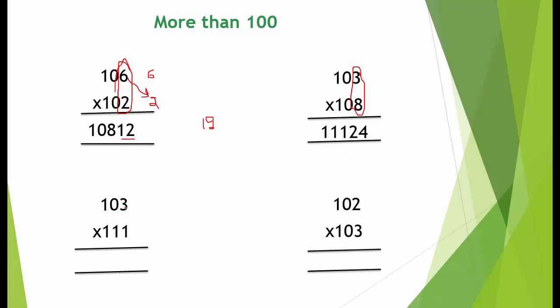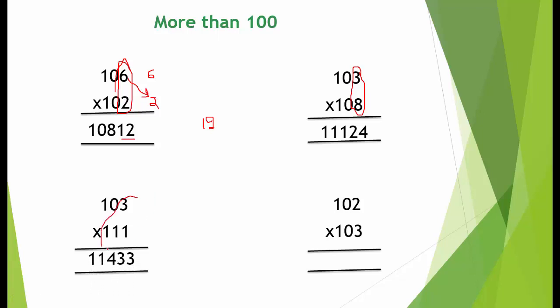Now in this, multiply 11 with 3, this will become 33, and 103 plus 11, this will become 114. So 11433 will be the answer.